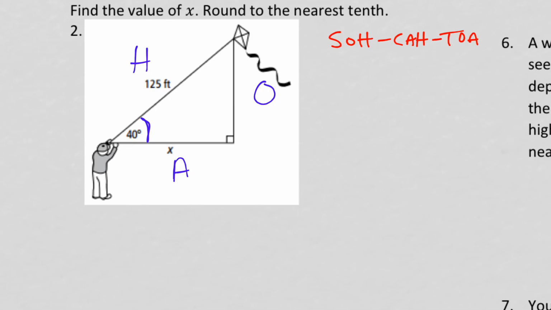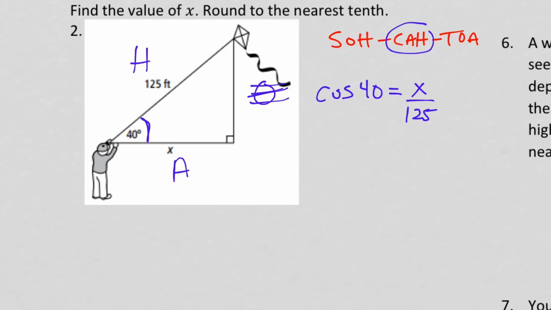Once I've done that, then I can look at the problem and see which sides are usable for me. In this case, this opposite side is blank, so I really can't use it in the moment, so I'm going to ignore the O. So what I can use is adjacent and hypotenuse, or A and H. So scanning SOHCAHTOA, A and H is going to be here, so I'm going to choose cosine. So I can write cosine of the angle I chose, so cosine of 40 degrees, equals adjacent over hypotenuse.